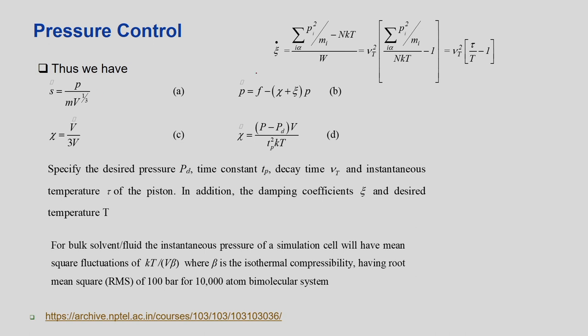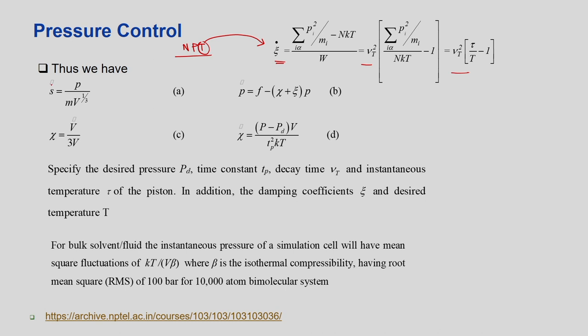Now, what do we do? We want to control both pressure and temperature together if we are working in NPT. Temperature, you know, can be controlled using this. Now, can I couple this expression with the previous slide for the pressure? We can do that, because this expression we have already obtained from the temperature control, that is from Nosé-Hoover. And now we can control this with pressure. We call it the Nosé-Hoover barostat.